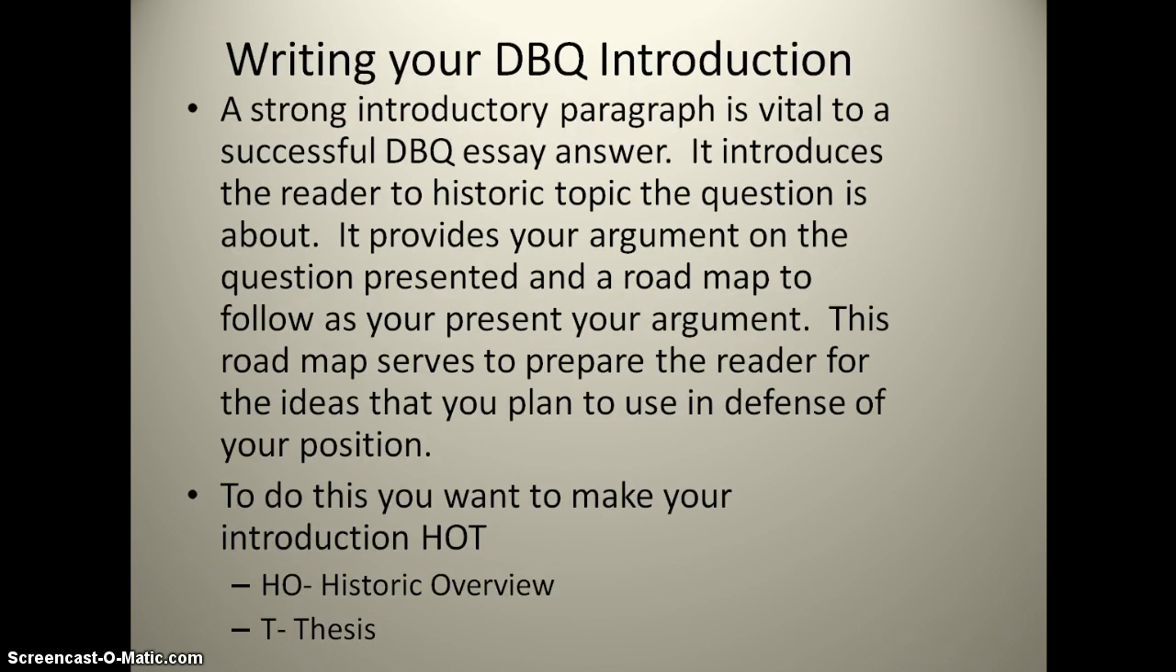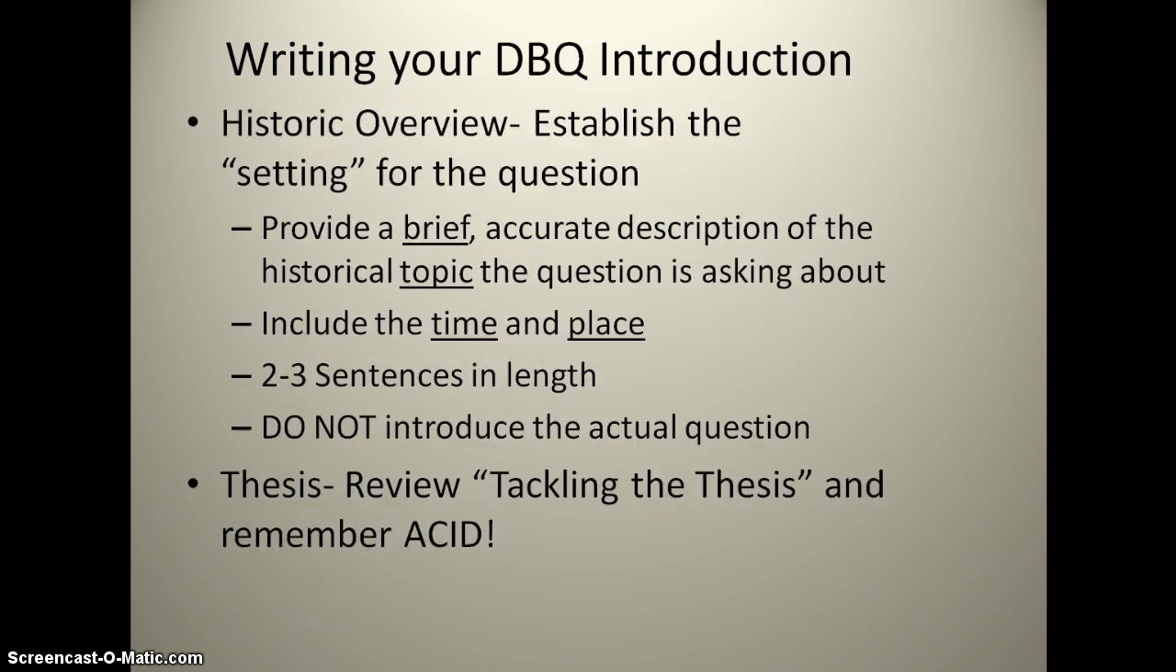All right, now I talked about how the DBQ introductory paragraph should be HOT. What I mean by that: HO meaning historical overview, T meaning thesis. Your introductory paragraph should have 2 parts. First, it must have the historical overview, which we were talking about before, establishing the setting for the question. Provide a brief description. Talk about what's going on, peripherals around the question, peripherals around your thesis. 2 or 3 sentences. Not looking for all the details in the world, and you're not just introducing the actual question. You're talking about what's going on. If we're talking about the Reformation, talk about what's going on in the Reformation.